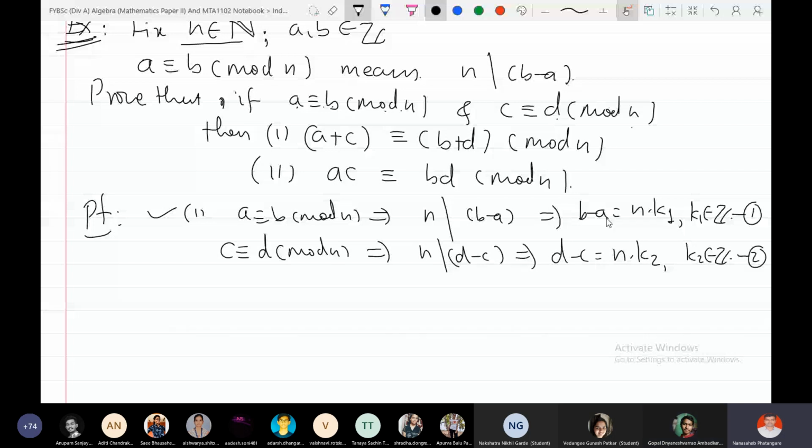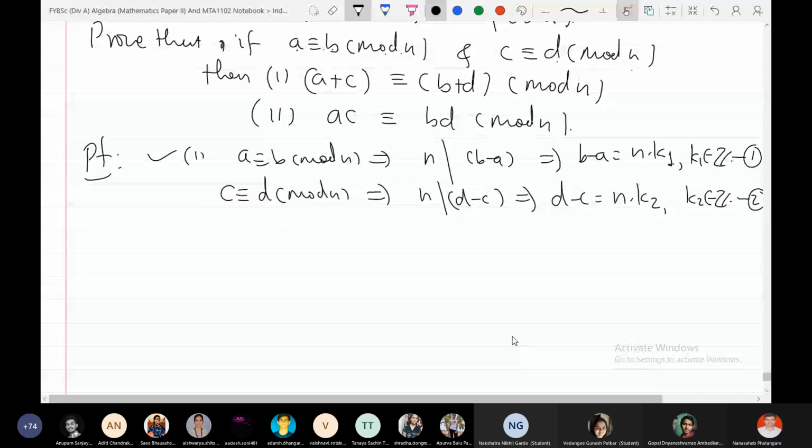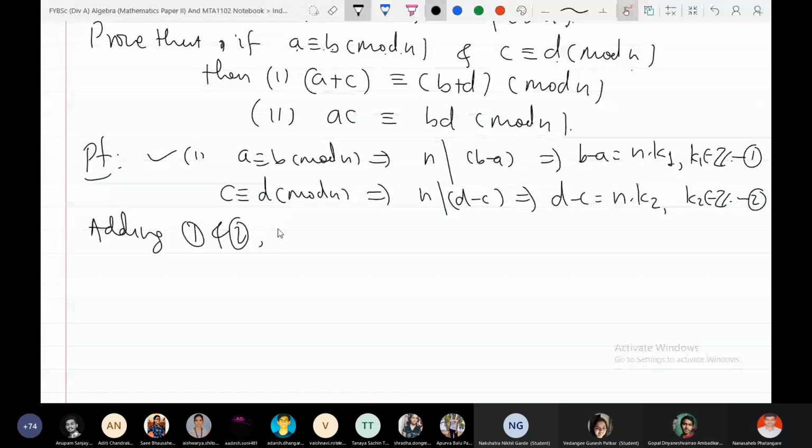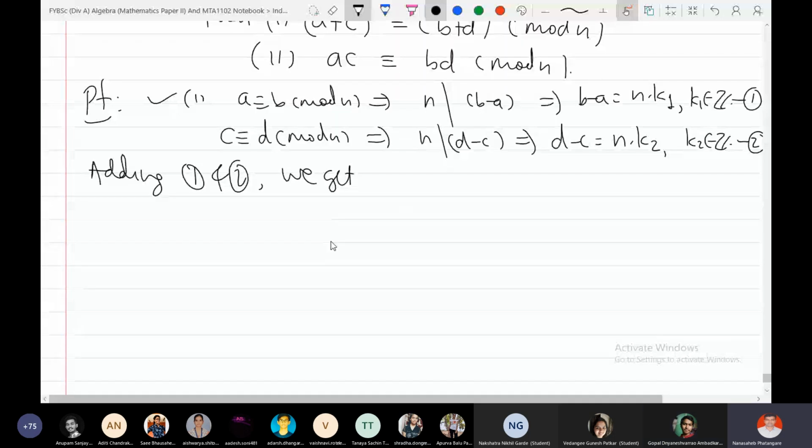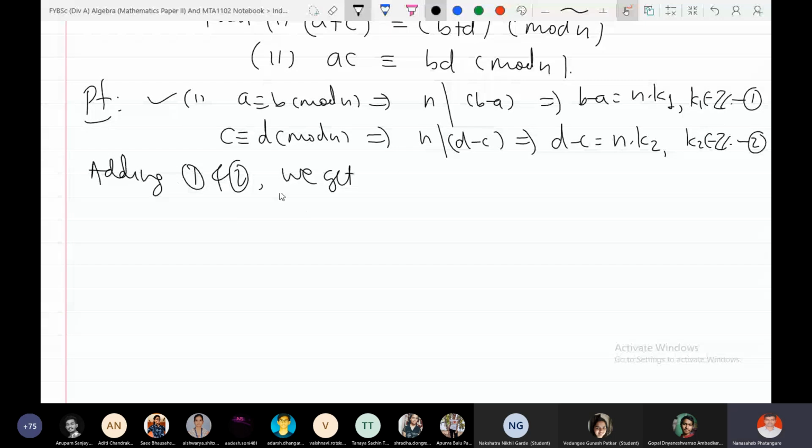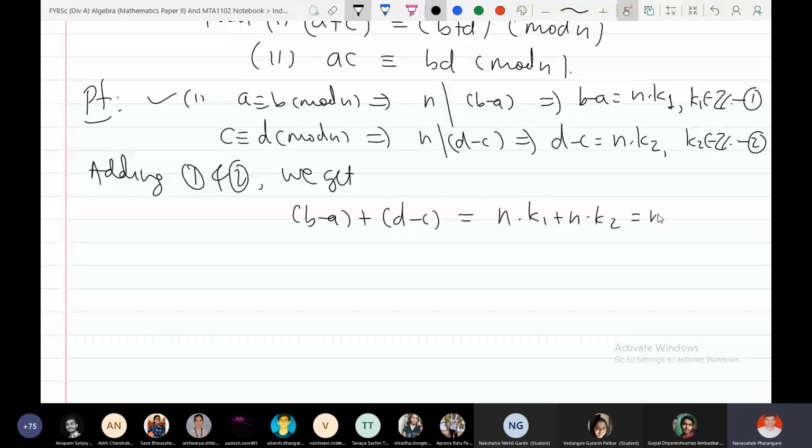Now from 1 and 2, if we add 1 and 2, what do we get? Please keep your mic off. Somebody has kept the mic on, so it creates disturbance. So from 1 and 2, if we add expressions 1 and 2, we get B minus A added with D minus C on the left-hand side, and the left-hand and right-hand sides are equal, right? Therefore n times k1 plus k2.